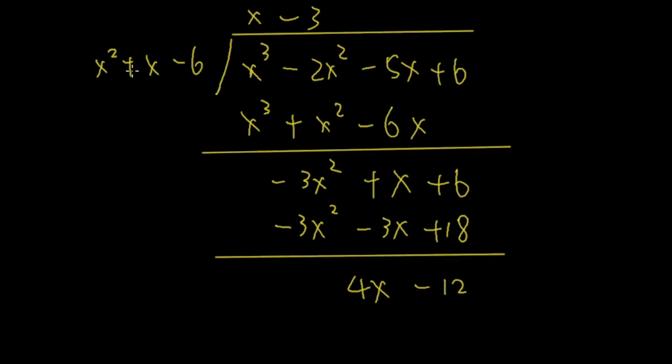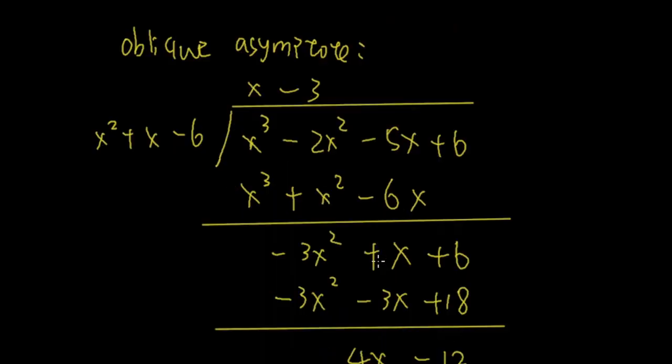Can you divide x squared plus x minus 6 into 4x minus 12? Not really, but doesn't matter. This is the oblique asymptote. y equals x minus 3. It's the oblique asymptote.